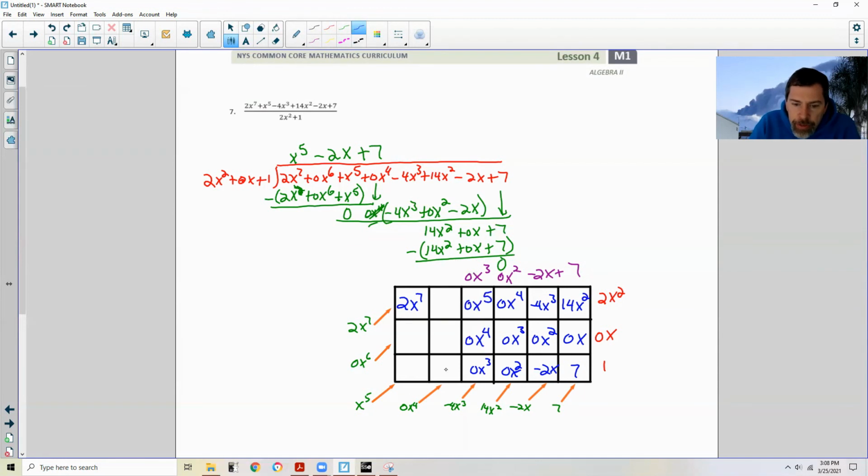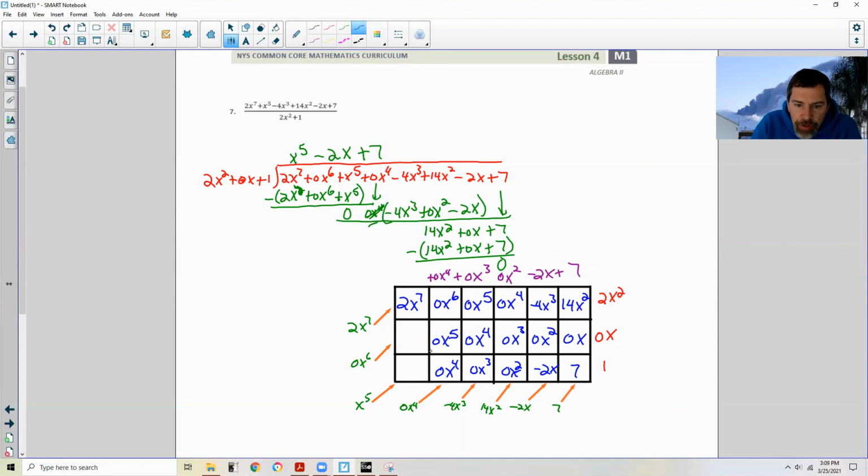0x, 0x, 0x. Well, this has to be 0x to the 4th as well. 0 plus 0 plus 0 equals 0. So this has to be 0x to the 4th. 0x times 0x to the 4th is 0x to the 5th. 2x squared times 0x to the 4th is 0x to the 6th.